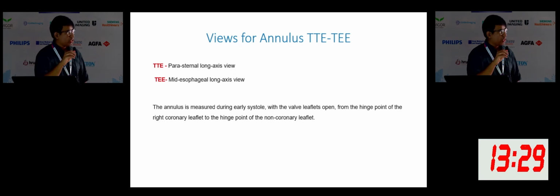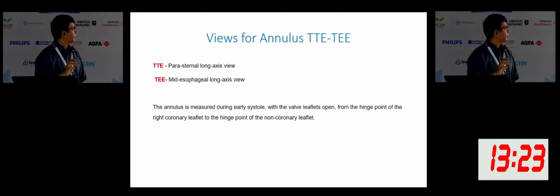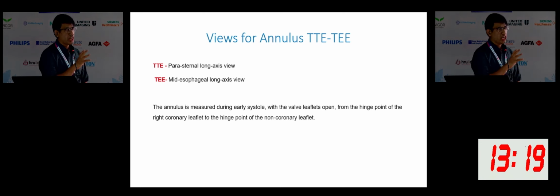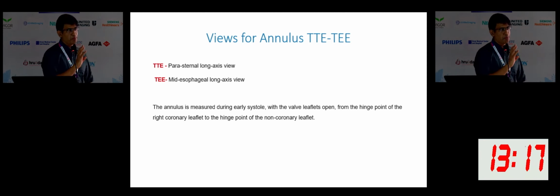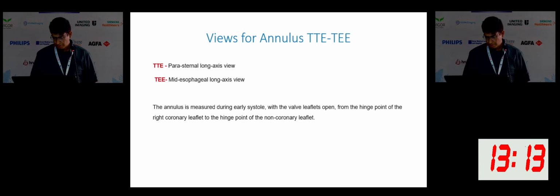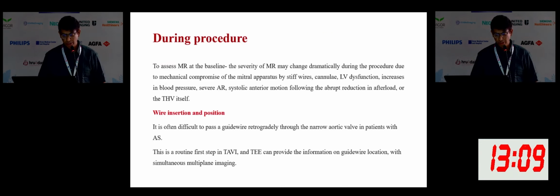So what are the views for the aortic annulus for TTE and TEE? For transthoracic, it is the parasternal long axis, and for TEE, it is the mid-esophageal long axis view. That is for the aortic annulus, but most of the time we depend on CT only.